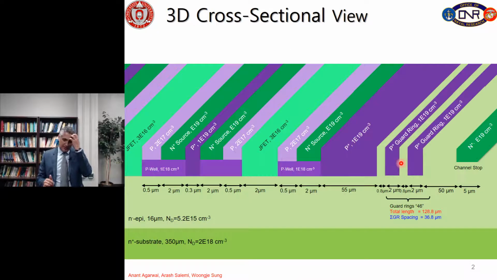In the previous lecture, I explained how we can form all these fingers with different doping concentrations in order to make the N plus source, P plus, P well, JFET, and so on. But one thing that is so important, as I mentioned for the JBS as well, is that after the ion implantation, we need to activate all these dopants in order to contribute electrically in the device.